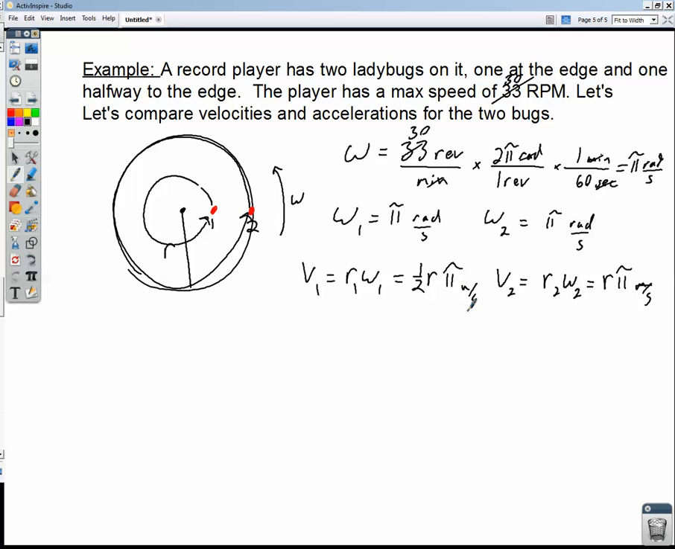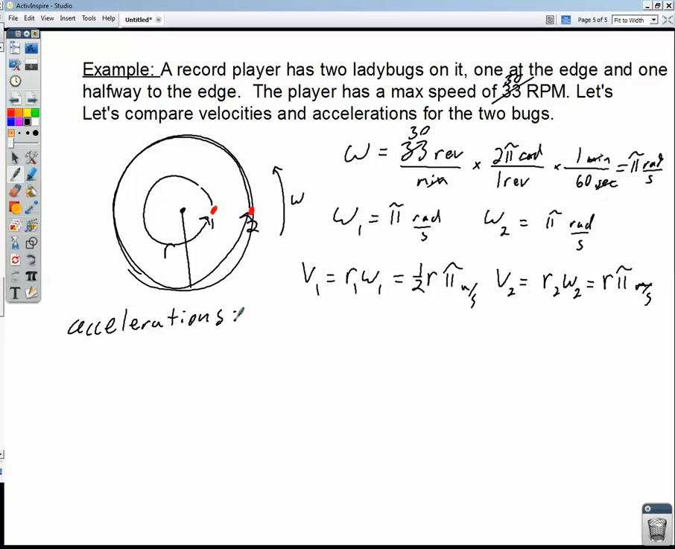All right, so Ladybug number 1 has half of the velocity of Ladybug number 2 if we look at the linear velocity. That totally makes sense because Ladybug number 1 is traveling less distance than Ladybug number 2, so Ladybug number 2 better have a larger linear velocity. So in the rotational world, we see that the angular velocities don't depend on the radius. The angular velocity is the same no matter where you are in reference to the center of the circle. But the linear velocities change. The further out you are, the faster linearly you are going. Let's see if that holds true for accelerations.